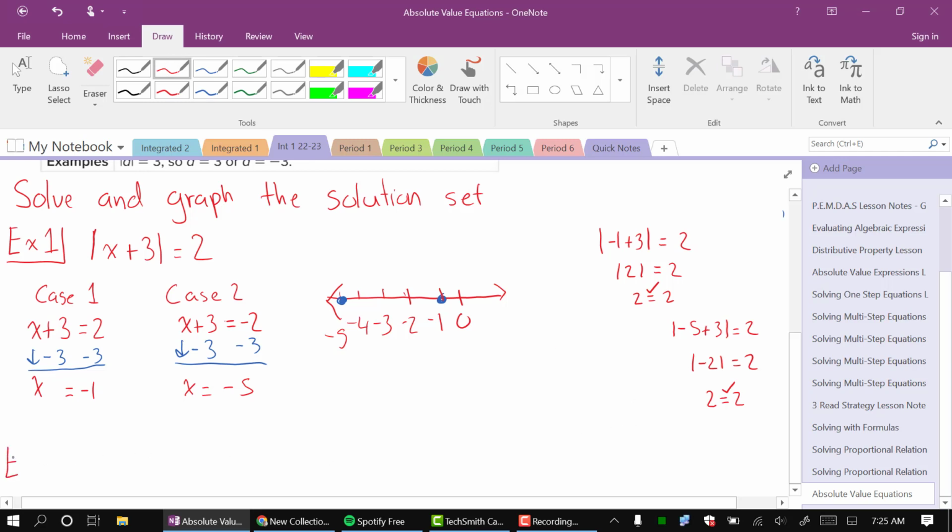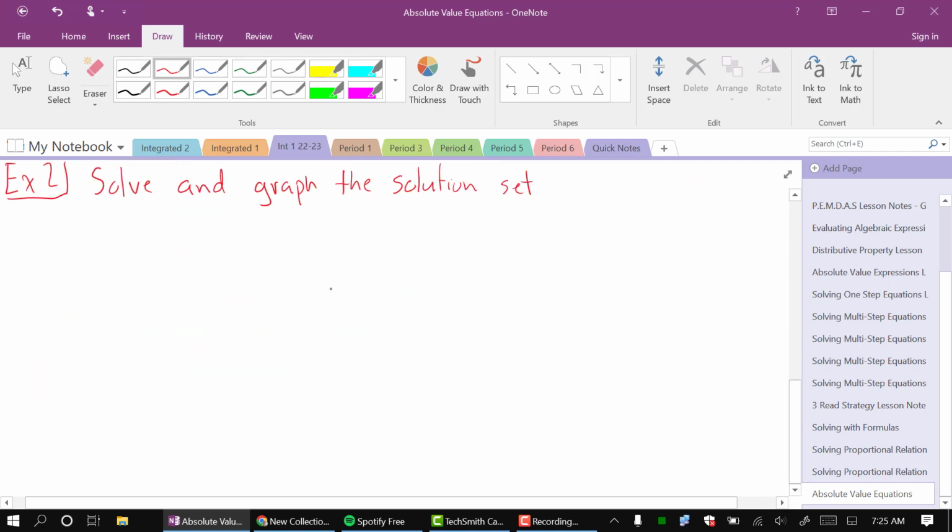Let's try a different example. So example 2. Solve and graph the solution set. So our equation for this one is going to be the absolute value of d minus 4 equals negative 2.